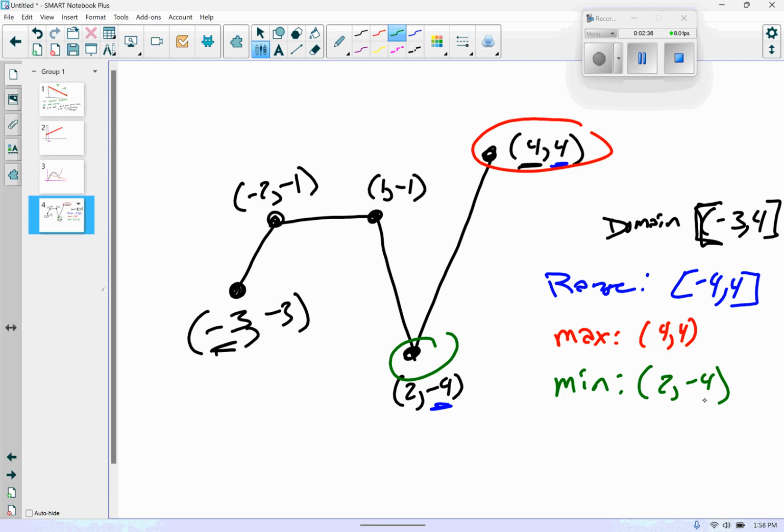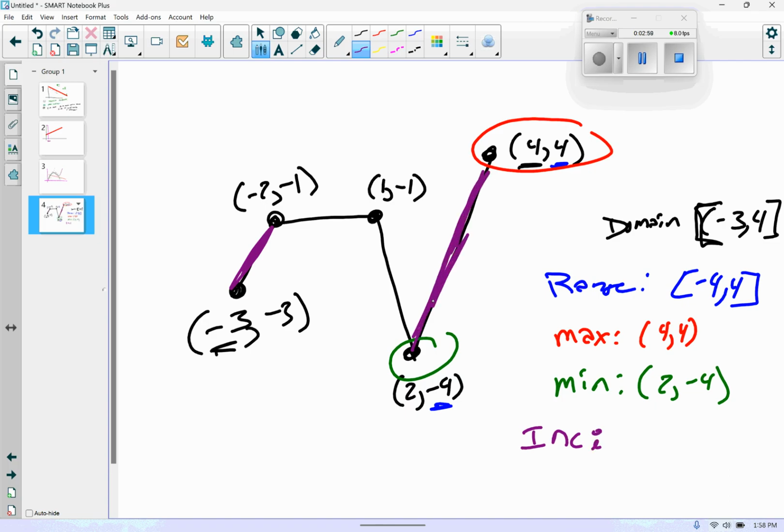All right, and then let's see. What was the next one? Increasing. So it's in, because the domain is the furthest left x to the furthest right x. And the range is the furthest down y to the highest up y. So increasing. This is increasing in 2 different spots.